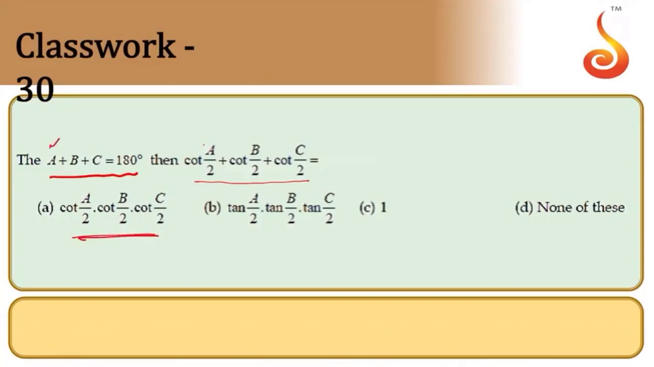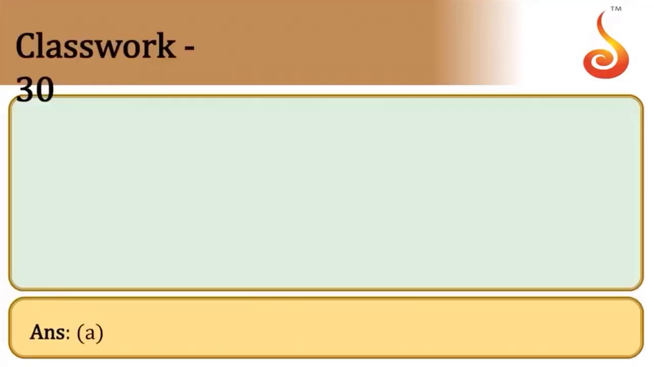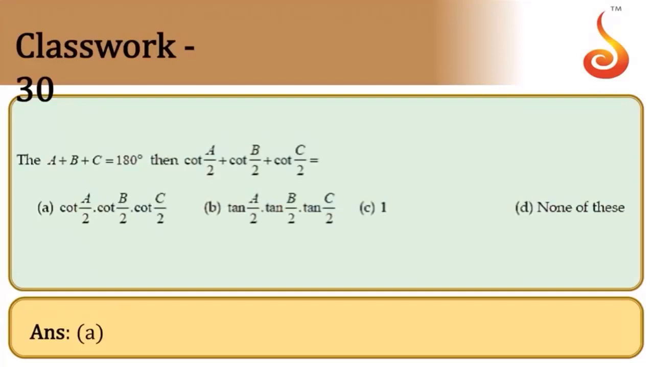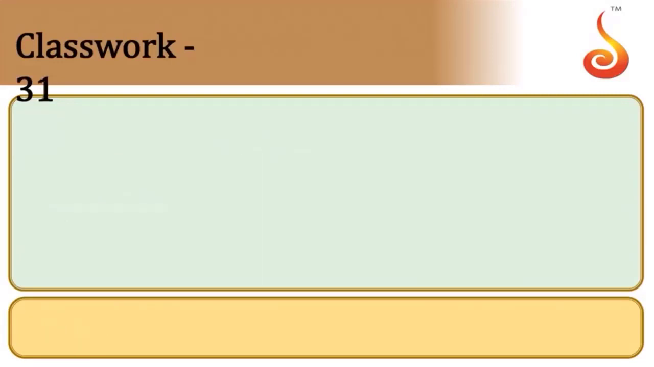Or else, each angle can be taken as A equal to B equal to C, each equal to 60 degrees. Then I am substituting cot 30, cot 30, cot 30, simplifying and comparing the values, you will be getting the required answer here. So the answer is A.